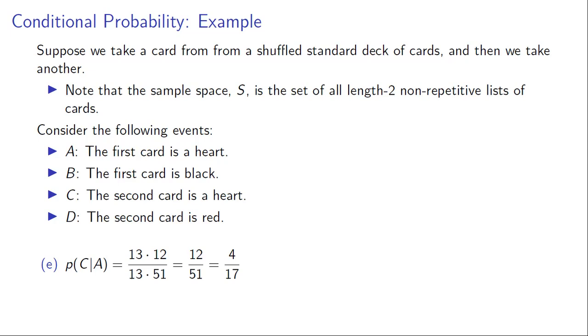Next, what's the probability of A given C? So what's the probability that the first card is a heart, given that the second card is a heart?